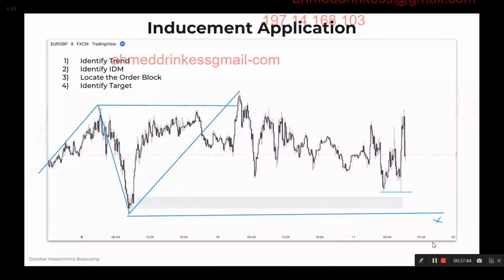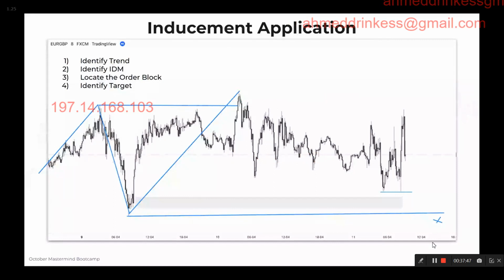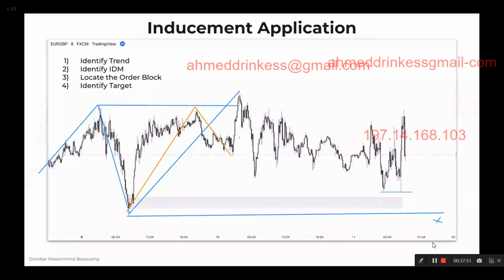Type 2 inducement, to know where that is, you need to know where the internal structure is. So here we see, we have this push, we have this push, we have this. So we know that this is where the price is, low.